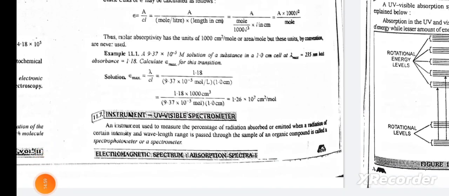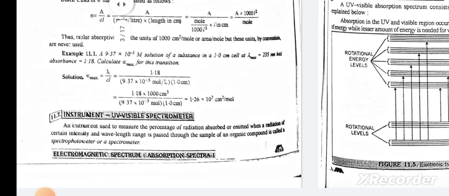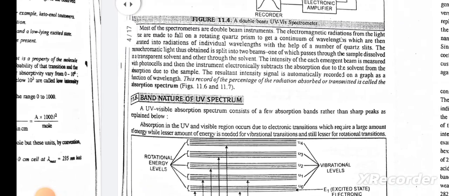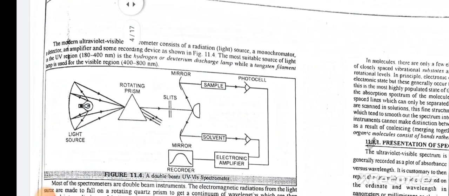Instrument: UV visible spectrometer. An instrument used to measure the percentage of radiation absorbed or emitted when radiation of certain intensity and wavelength ranges passes through the sample of an organic compound is called a spectrophotometer or spectrometer. The modern ultraviolet visible spectrometer consists of a radiation light source, a monochromator, a detector, an amplifier, and some recording device as shown in figure 11.4.